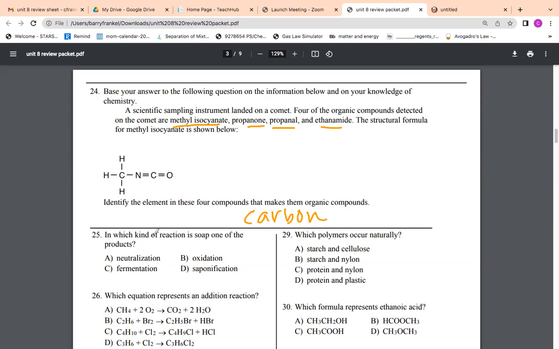Okay, 25. In which kind of reaction is soap one of the products? That is going to be saponification. Okay, right here, you can see the beginning. If you rearrange it, it looks like soap. You can spell soap, so that's how you can memorize it.